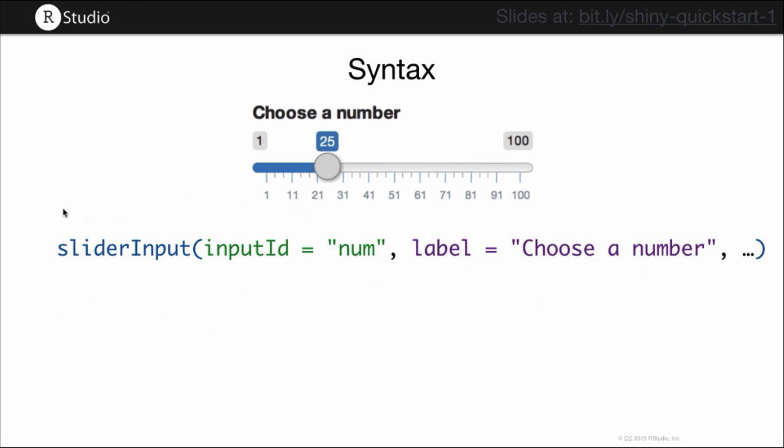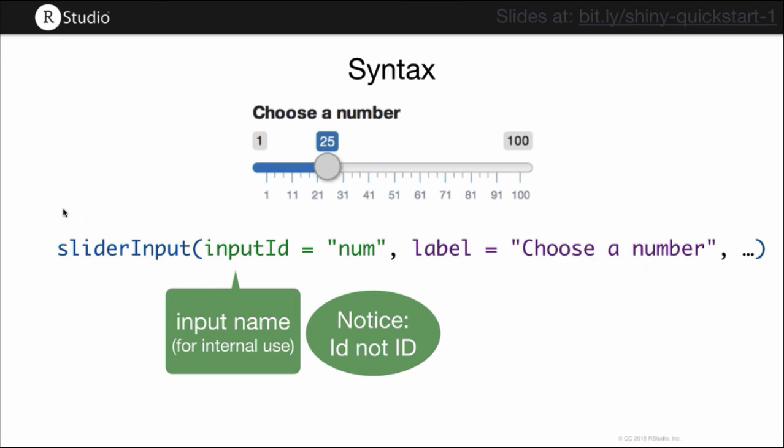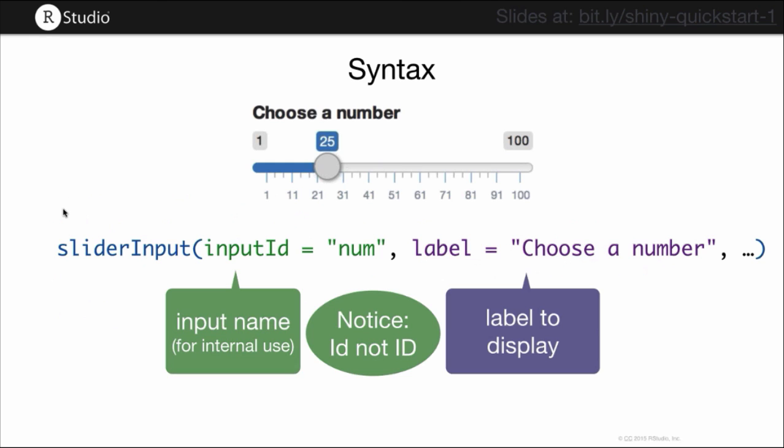Each of the input functions take the same basic syntax. They all begin by taking an argument called inputId. That argument allows you to assign a name to the input. You can give the input any name you want, but every input in your app should have its own unique name because you'll use it later to identify the input. One thing to notice is that this argument name has a lowercase d on the end, which can be a bit tricky at first.